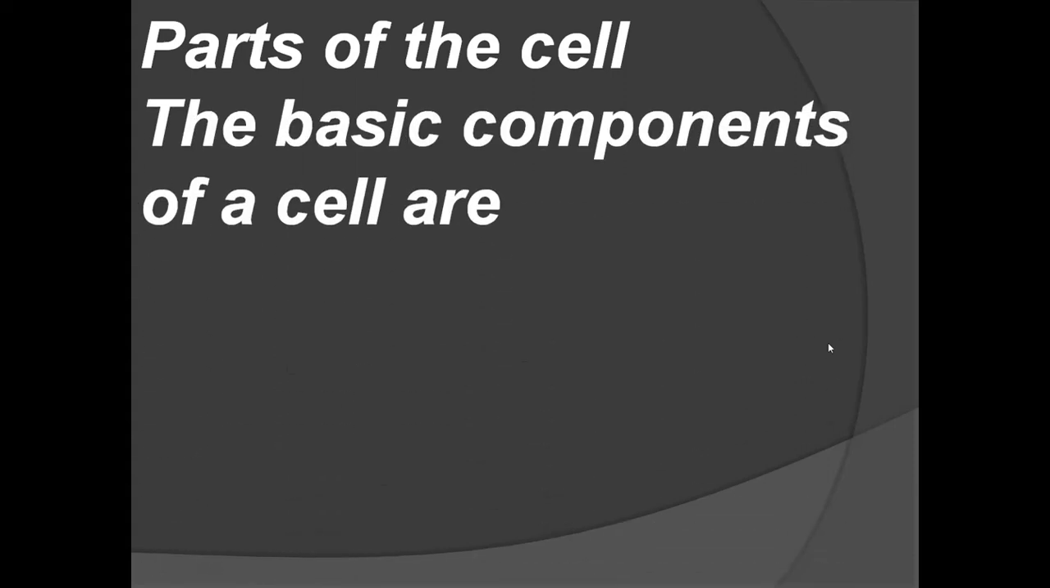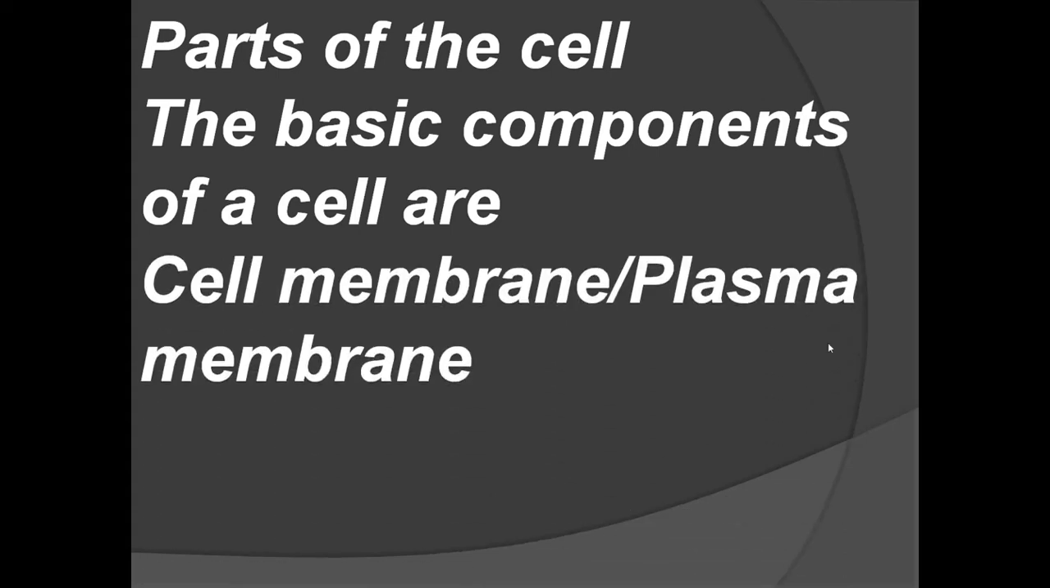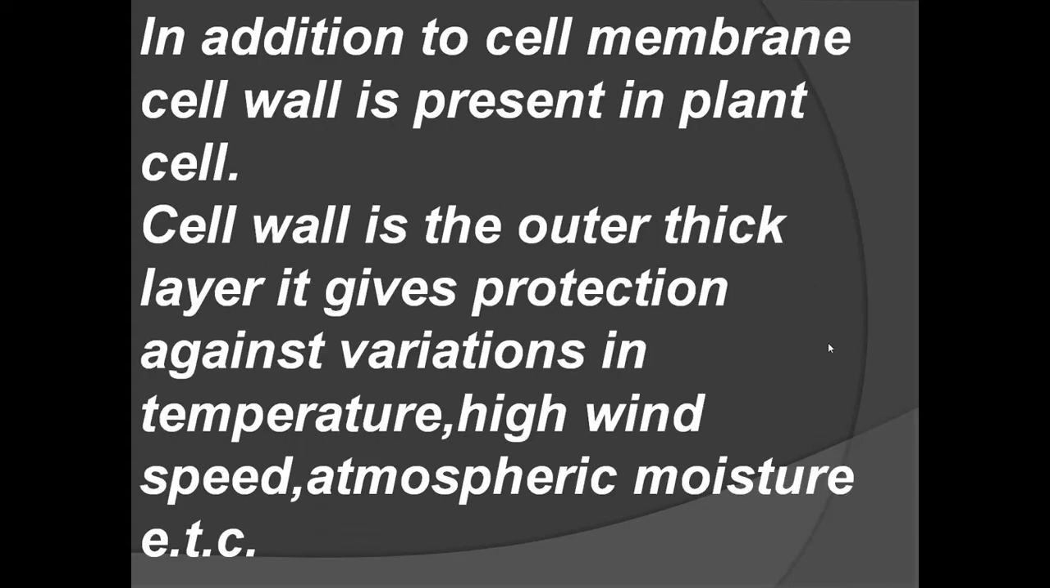Let us now learn about the parts of the cell. The basic components of a cell are cell membrane or plasma membrane, cytoplasm, and nucleus. In addition to cell membrane, cell wall is present in plant cell. Cell wall is the outer thick layer. It gives protection against variation in temperature, high wind speed, atmospheric moisture, and so on.